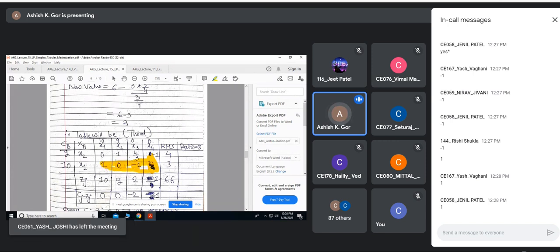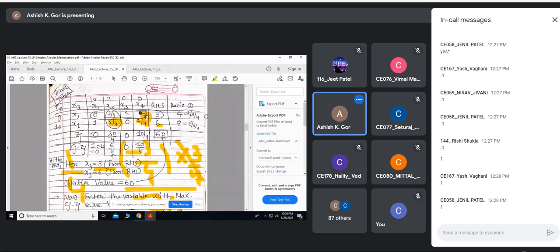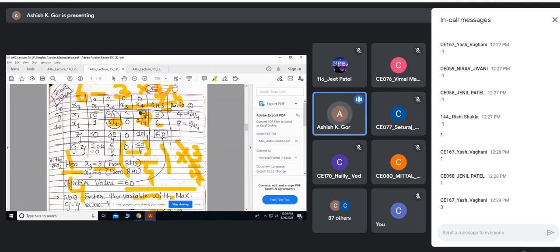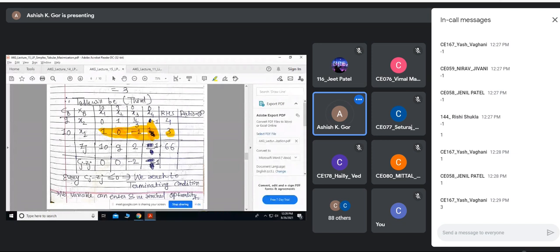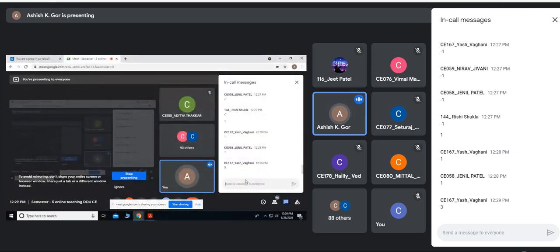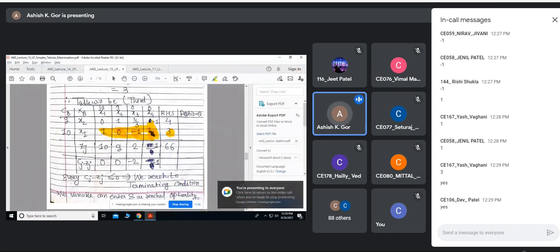I hope these 4 entries are clear. And the last entry, this 6, what will it become? 6 will become 6 minus 3 into 3 by 4 by 3 by 4, which means 6 minus 3, which will be 3. So this value will become 3. Yes, everybody got the calculations? This is also important to understand the calculations. Yes, I can repeat the last one. Okay.